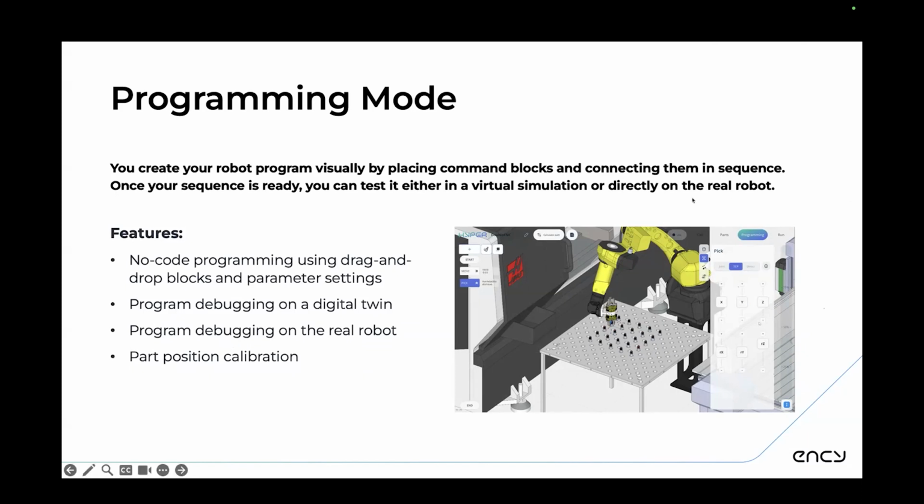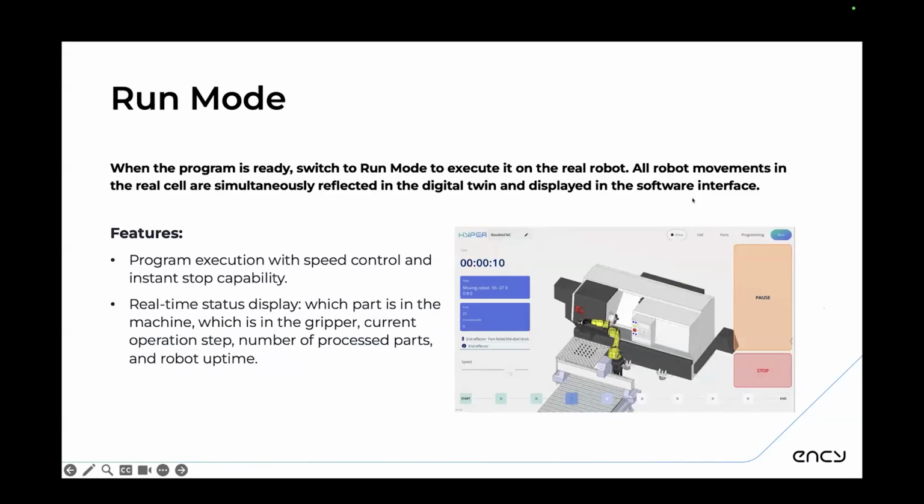And the run mode. When the program is ready, switch to run mode to execute it on the real robot. Here you can control the speed, monitor the current tasks, and track the tool status, all in real time. All robot movements in the real cell are simultaneously reflected in the digital twin and displayed in the software interface.